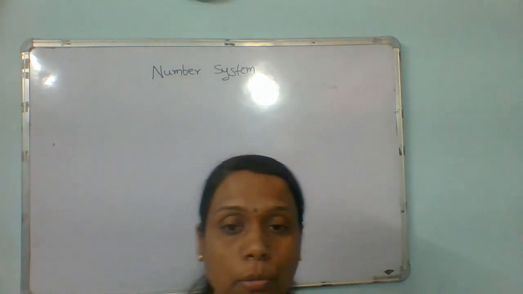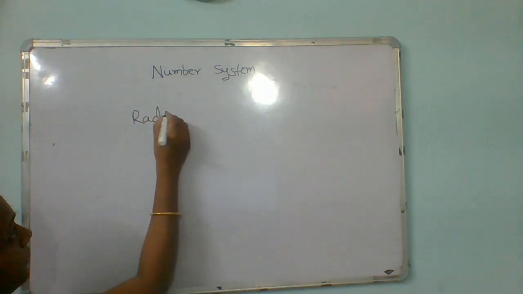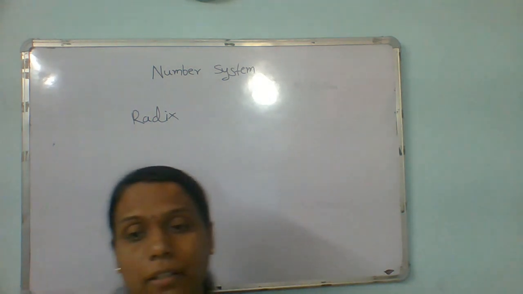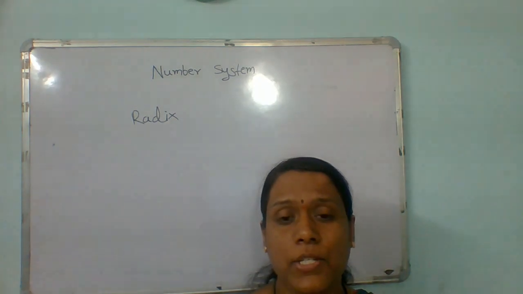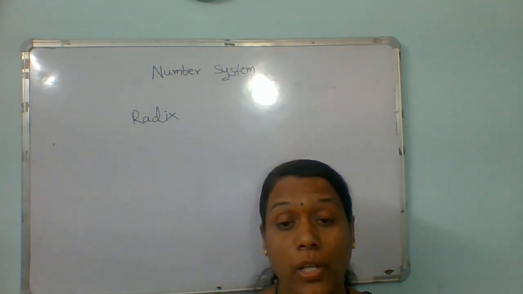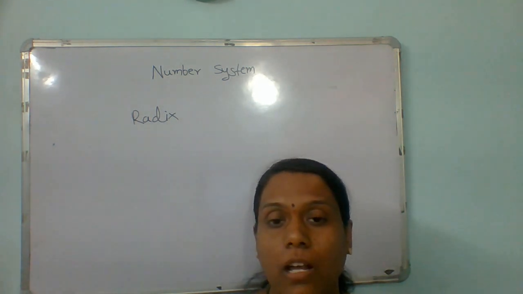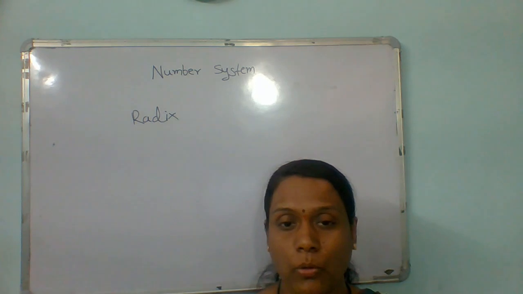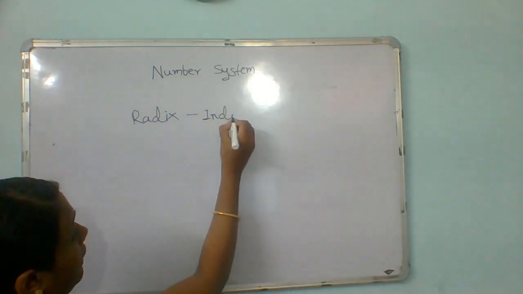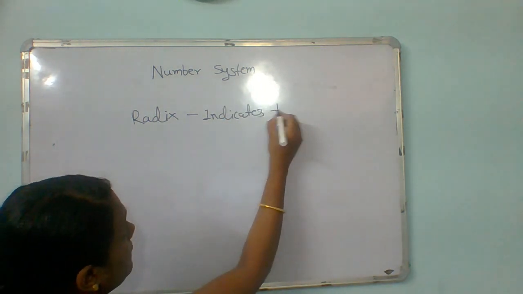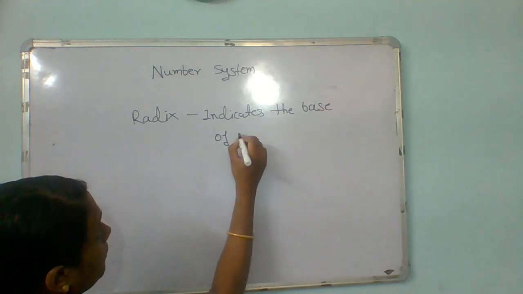Before that, we are going to learn something about the radix. So what is a radix? When we consider the radix, it shows us the base of that particular number system. Base shows how many symbols are present in that particular number system. Okay, so we'll see the radix. It indicates the base of a particular number system.